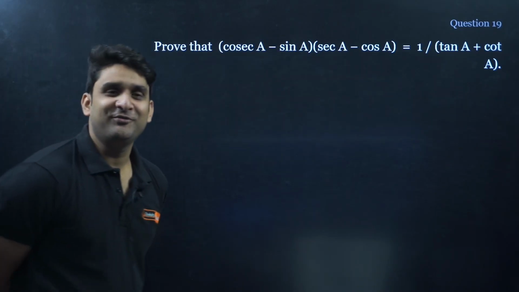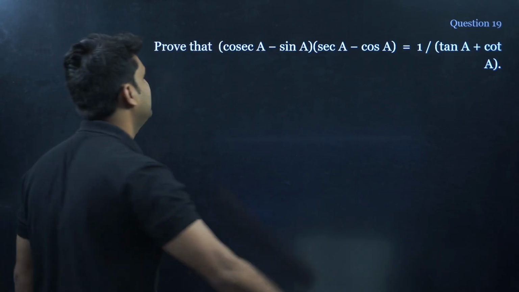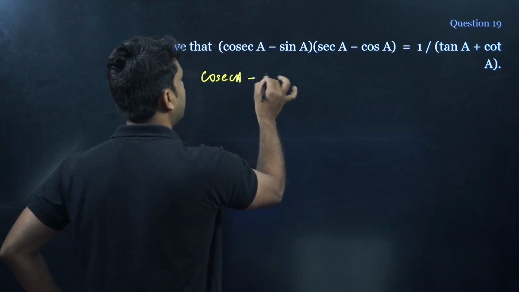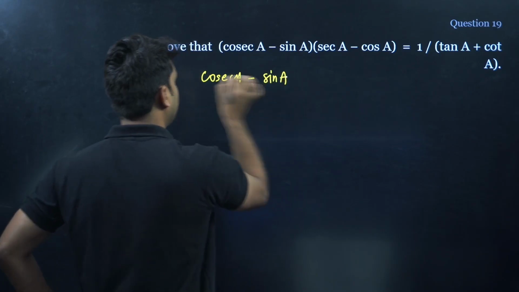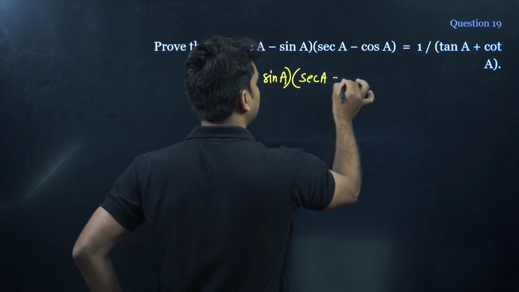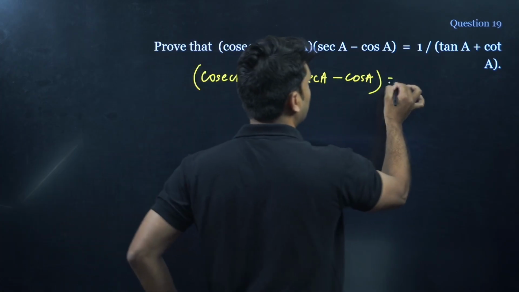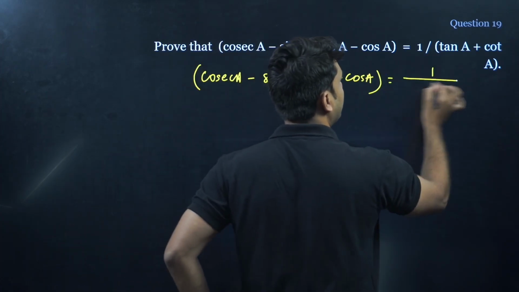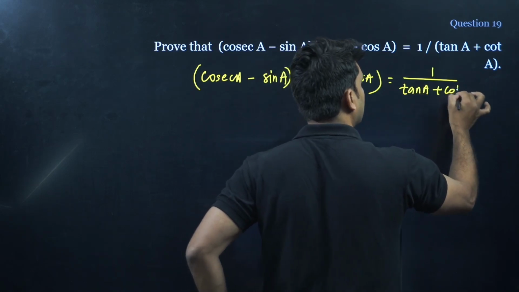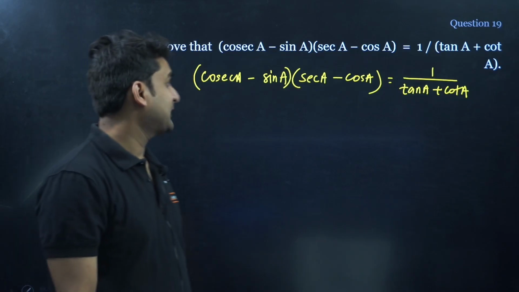Question number 19 for you all. (cosec A minus sin A) into (sec A minus cos A) is equal to 1 divided by (tan A plus cot A). Very easy. Wow, what a question. Okay, let's solve.